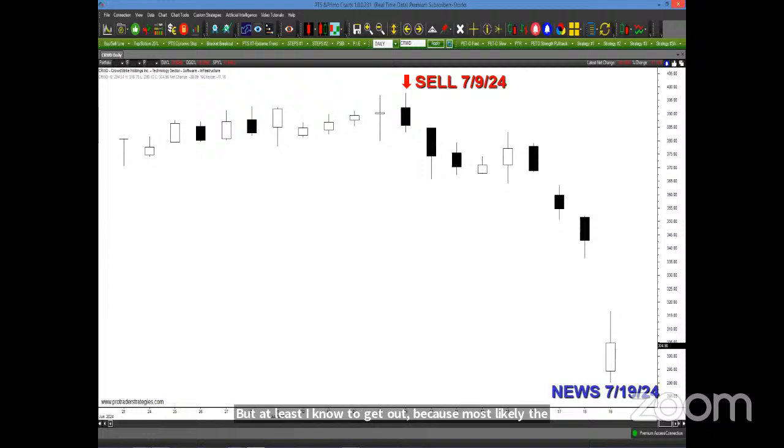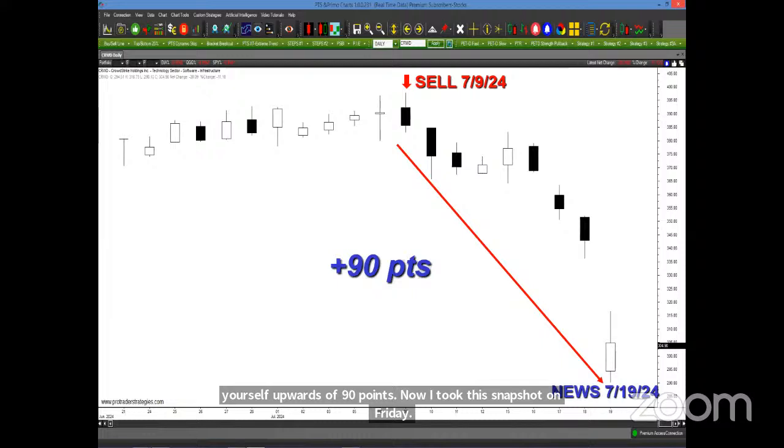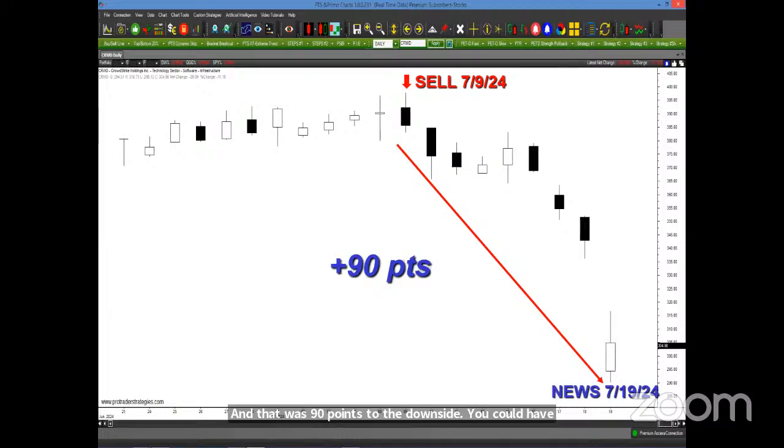And you could have saved yourself upwards of 90 points. Now, I took this snapshot on Friday, and that was 90 points to the downside. You could have captured or at least saved yourself. Now, right before I started this presentation today, if you look on your computers right now, CrowdStrike is down even more. The last I saw, it was down an extra 30 points. So we're talking about 120 points potentially you could have captured, or at least saved yourself if you were long. That's how powerful this new tool is.